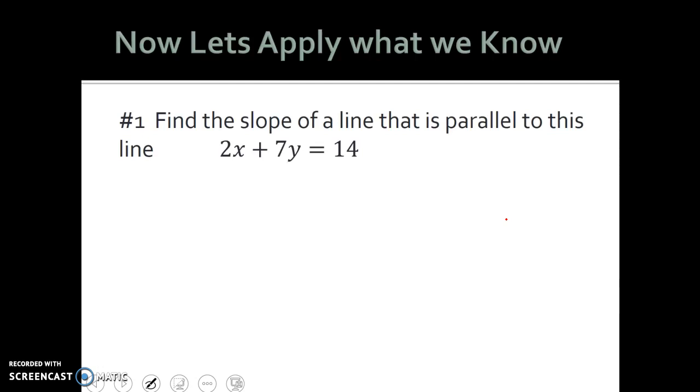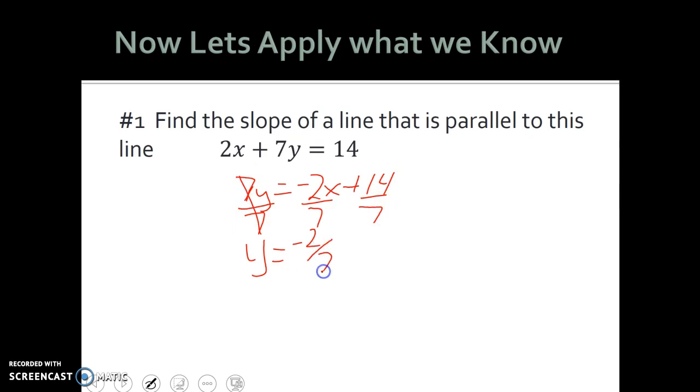We want to find the slope of this line, and we want to find the slope of a line that is parallel to this line. So in order to find the slope of a line, we're going to get it into slope-intercept form. So I'm going to subtract 2x from both sides first. I'll have 7y is equal to negative 2x plus 14, and that's by subtracting 2x to the other side. Then if I divide everything by 7, my equation in slope-intercept form is going to be y equals negative 2/7 times x plus 2. So the slope is negative 2/7.